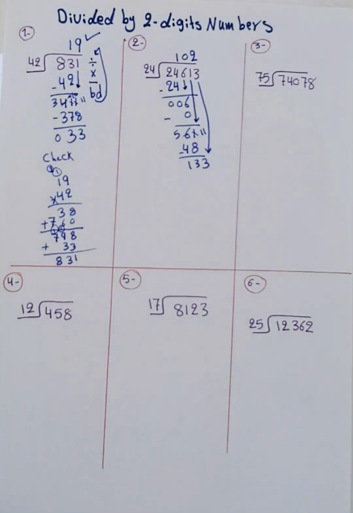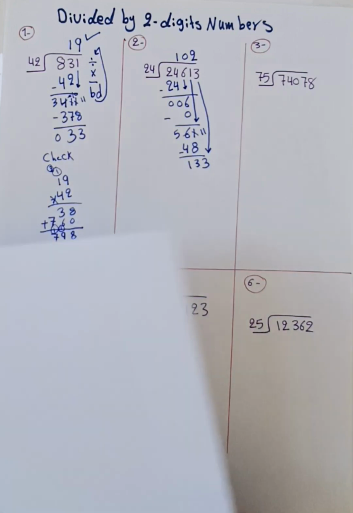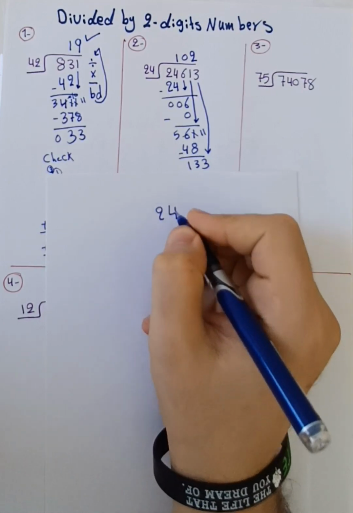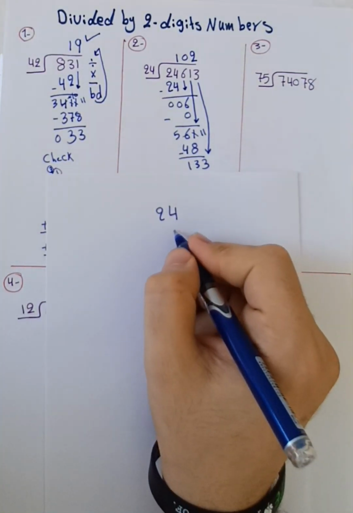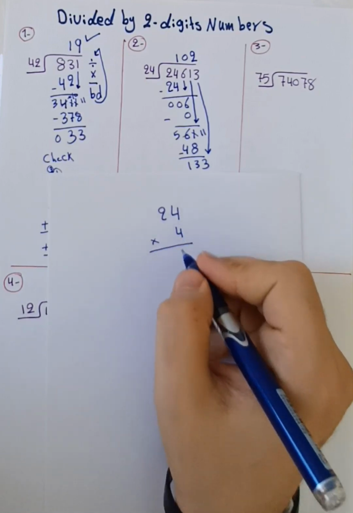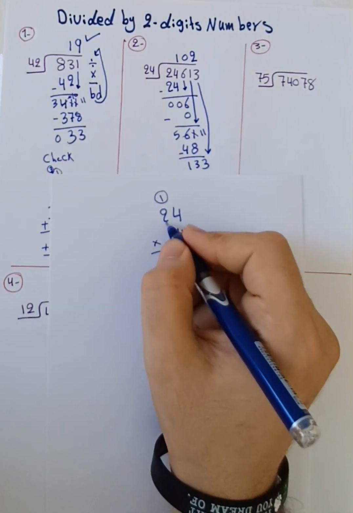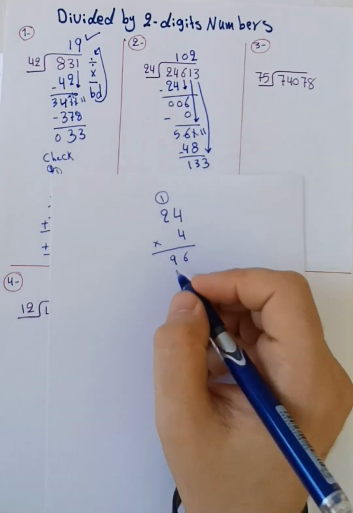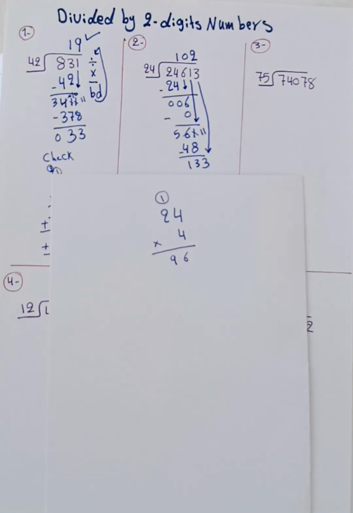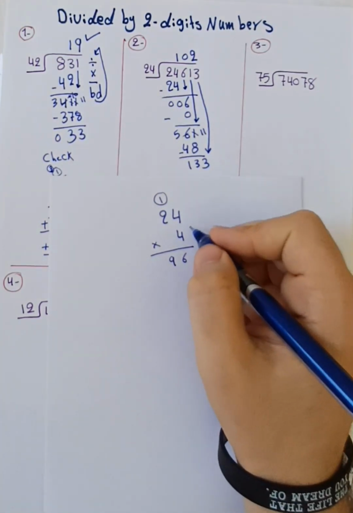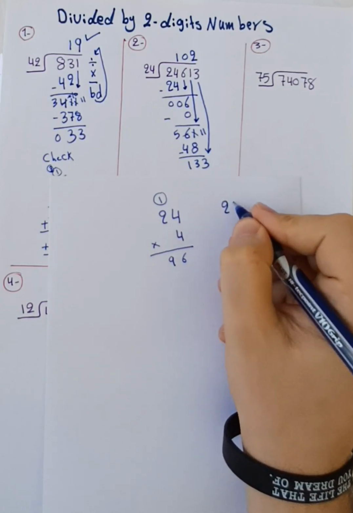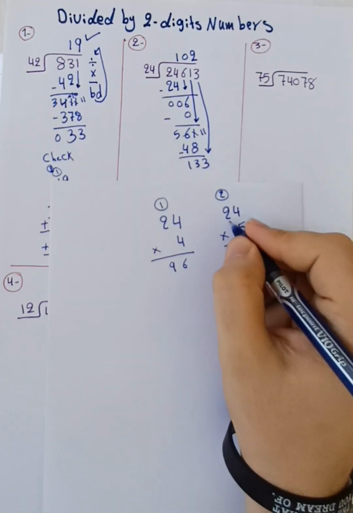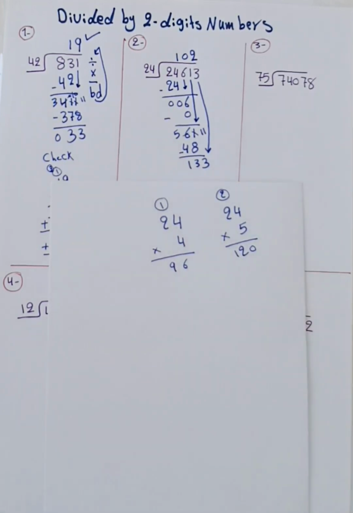133 divided by 24. We can use multiplication for finding how many 24s are in 133. We have 24 multiplied by 4. 4 times 4 is 16. 4 times 2 is 8 plus 1, 9. We have 96 and this one is 133. 96 is smaller than 133, so I'm going to try 5. 24 times 5. 5 times 4 is 20. 5 times 2 is 10 plus 2 equals 12.